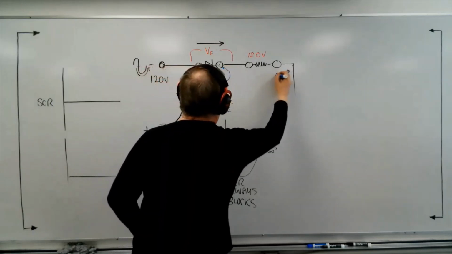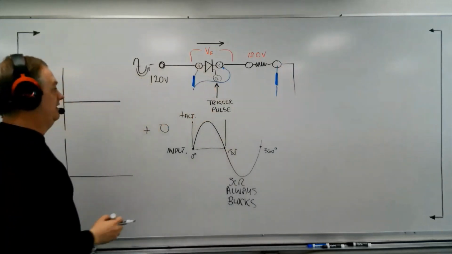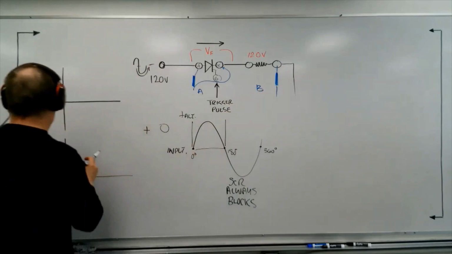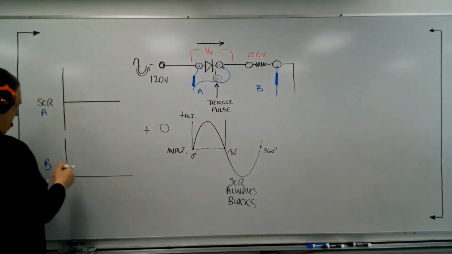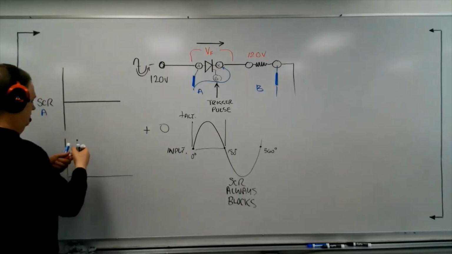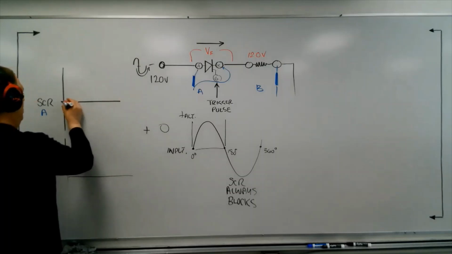And I'm going to put my other channel over here. Okay, so channel A and channel B. And let's see what happens. SCR is A, load is B. So as you can see, we're applying voltage against the SCR, but we trigger it almost instantly.